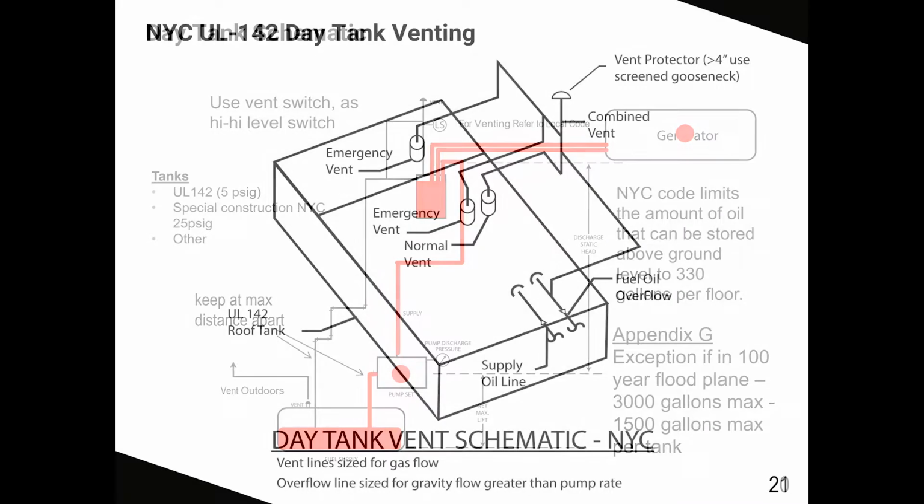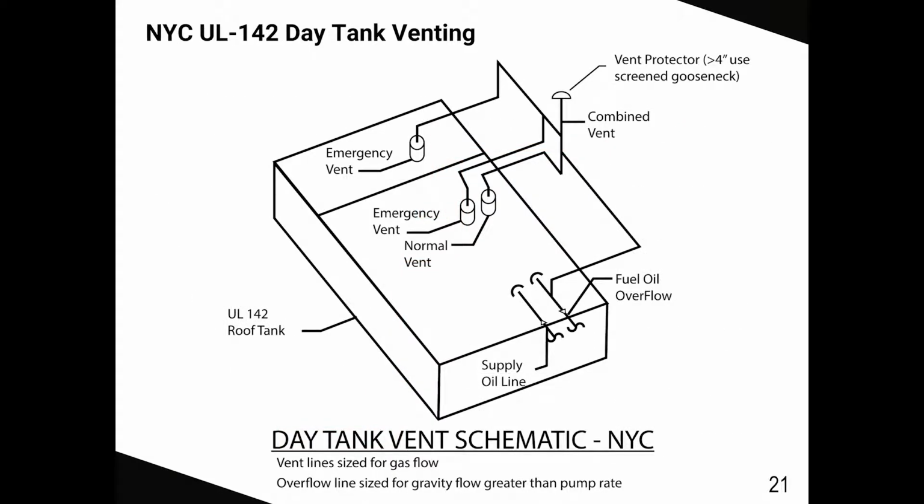This is a typical UL 142 belly tank and includes a working vent on the primary portion of the belly tank, 1 emergency vent on the primary, and 1 emergency vent on the basin side. All vent lines are combined and run to atmosphere. Note the overflow piped into the vent. Vent line is sized for vapor flow, overflow sized based on oil pump flow rate.